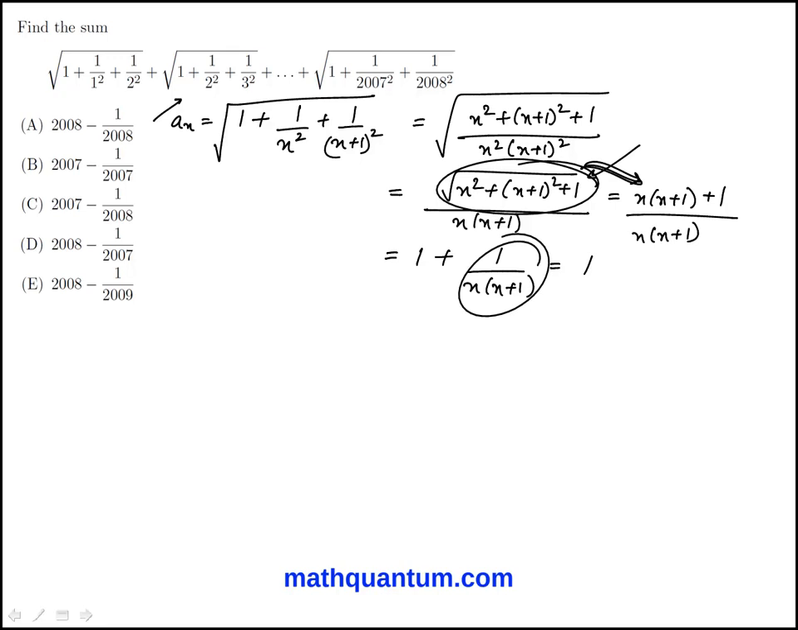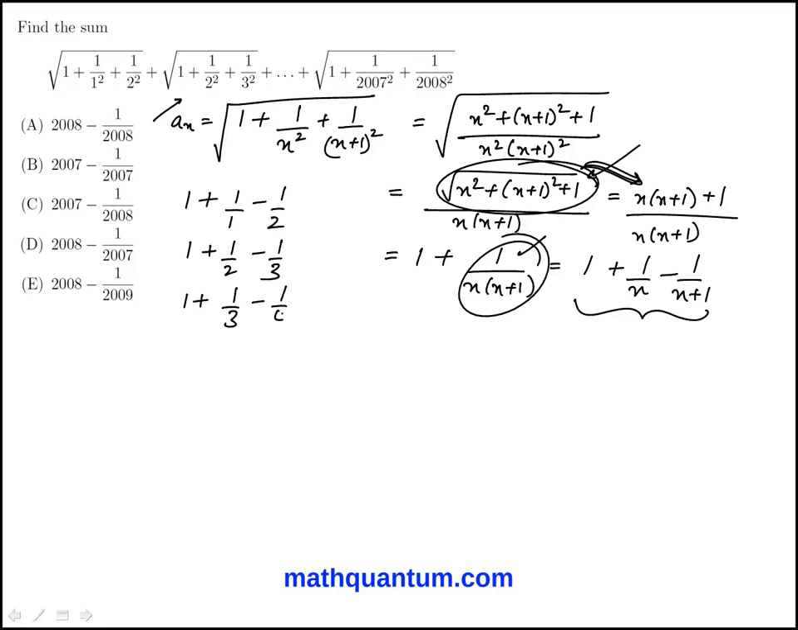And then the key thing is this is the same as 1 over n minus 1 over n plus 1, because the numerator would be n plus 1 minus n, which is 1. Now, we can use that result to list all our terms and look for a pattern. So the first term would be 1 plus 1 over 1 minus half. Then 1 plus half minus a third, then 1/3 minus a fourth. I'll write one more term here. So this would be 4 minus 5. And then all the way to 1 plus 1 over 2007 minus 1 over 2008.